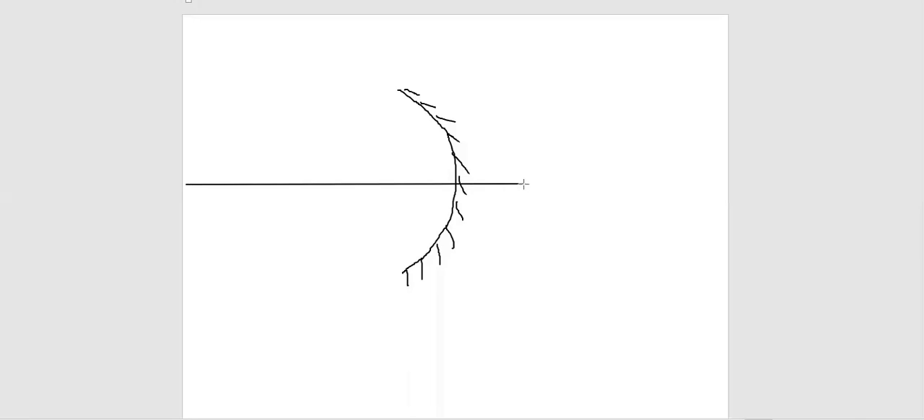Okay, mirror, like this. And the bulge part is coated with silver, right? The bulge part is coated with silver, and the cave part is the reflecting surface, right? You can see this one is the principal axis, X and Y. X and Y is the principal axis.